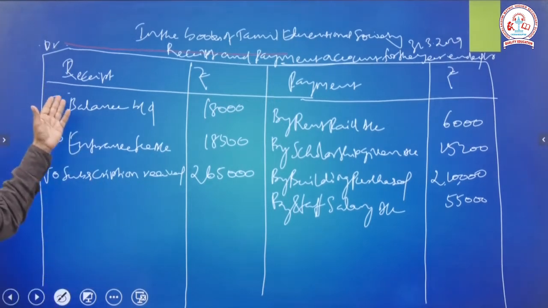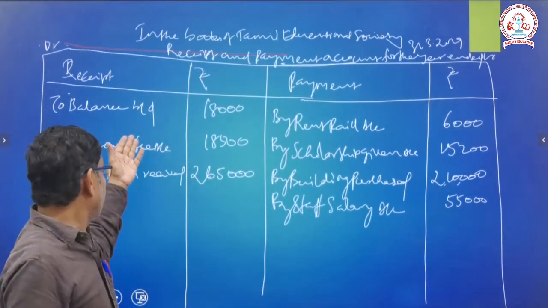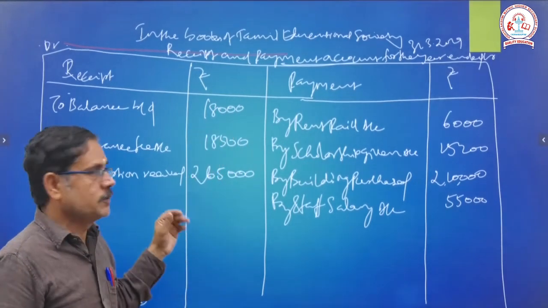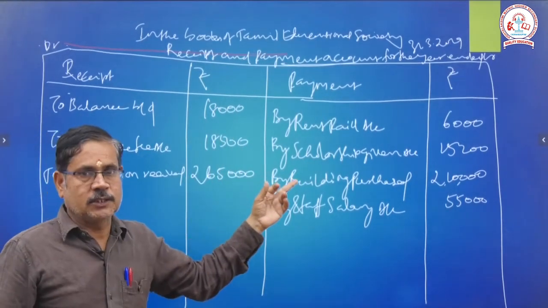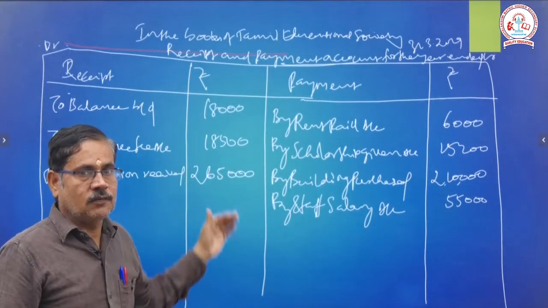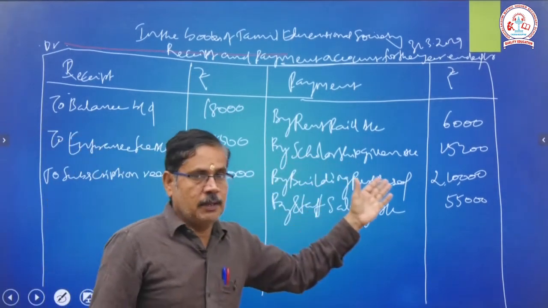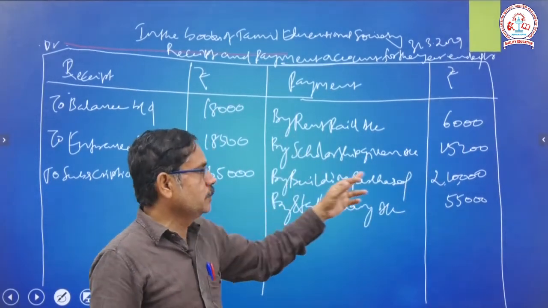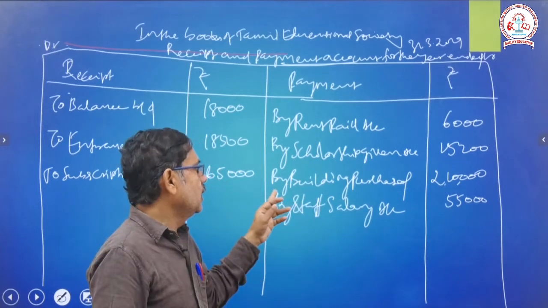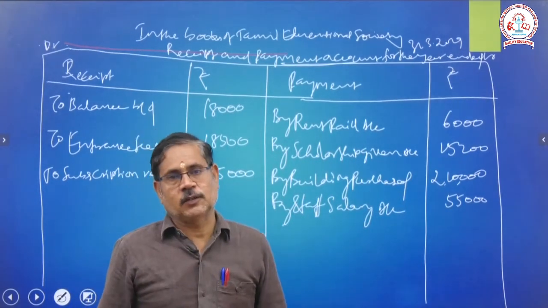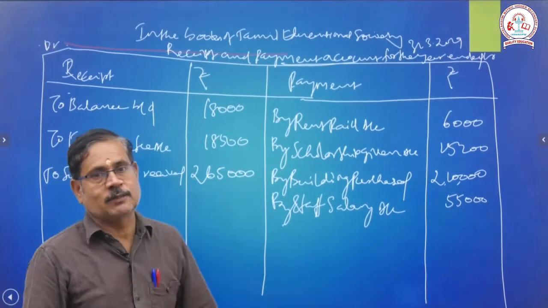So, on the receipt side we entered the balance b/d, opening cash balance 18,000, then entrance fees rupees 18,500, subscription received 2,65,000. These are all our receipt items. And the payment items we entered, rent paid 6,000, then scholarship given 15,200, then building purchase 2,10,000 and staff salary 55,000. Now, we will check which side has the excess value.